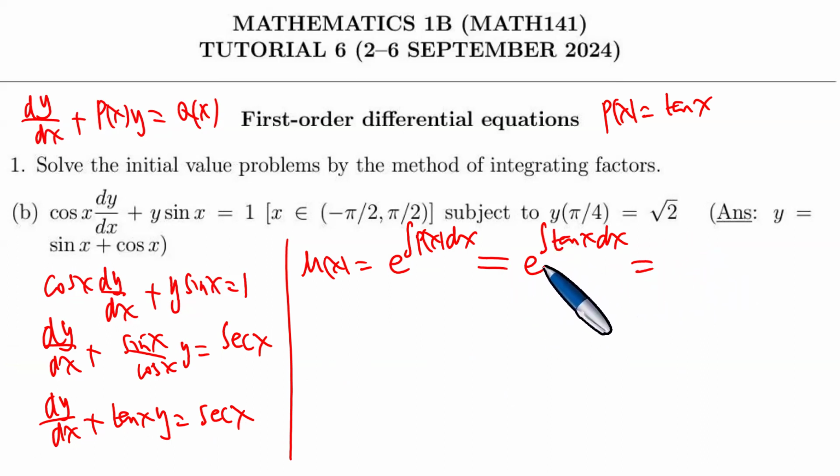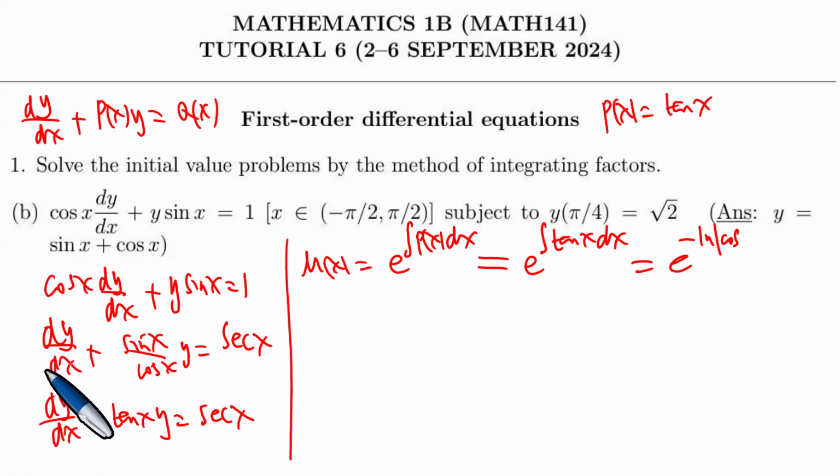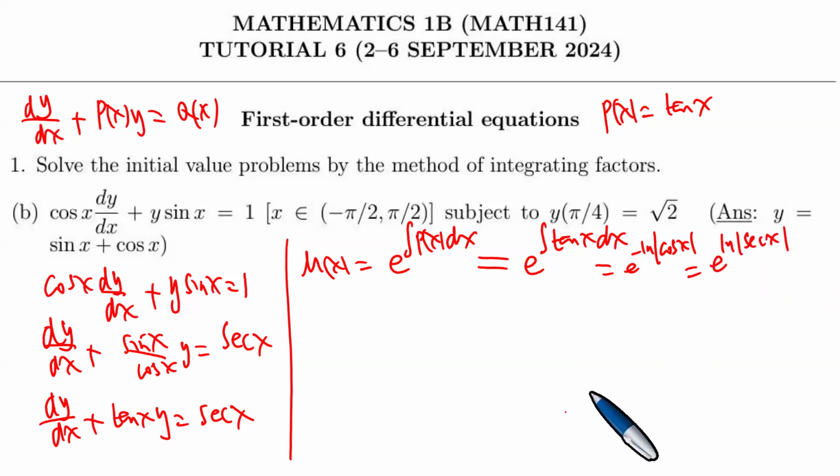What is the integral of the tan? The tangent is sine over cosine. The derivative of the cosine is minus sine. So this is going to be minus the ln of the cosine of x. Or you could also say it is the ln of the secant. Let's write in a nested manner: e to the ln of the secant of x, because 1 over cosine is a secant. So we continue.